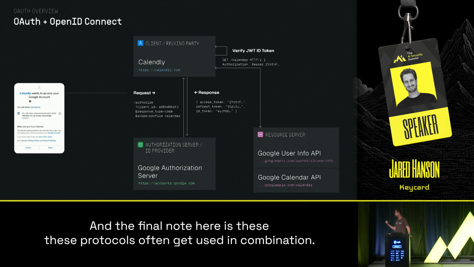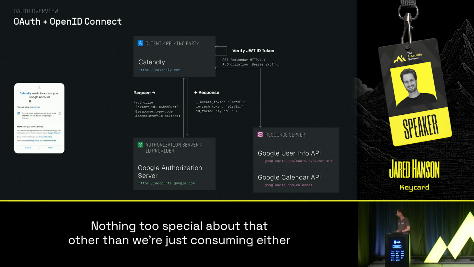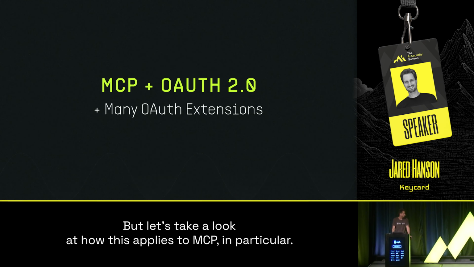And then a final note here is these protocols often get used in combination. So we'll run flows that do both authentication and authorization at the same time. Nothing too special about that, other than we're just consuming either multiple APIs or multiple different tokens. So that's the broad strokes of OAuth. There's a lot more underneath the hood. But let's take a look at how this applies to MCP in particular.